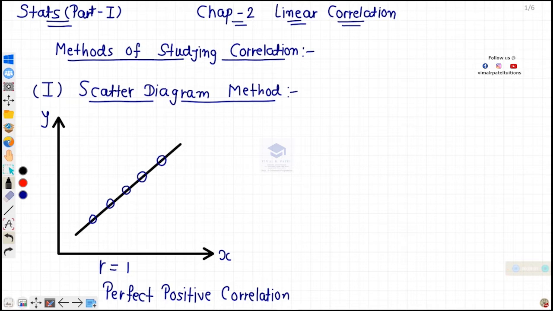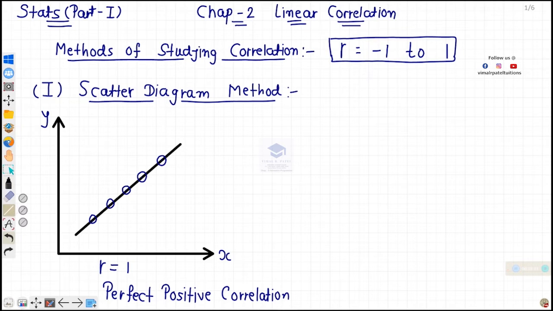The value of the correlation coefficient will always be between -1 and +1. That is for sure. It cannot be less than -1. It cannot be more than +1. So here it is perfect positive correlation. Change in x will lead to change in y in the same direction, in the same proportion. Now, second type.